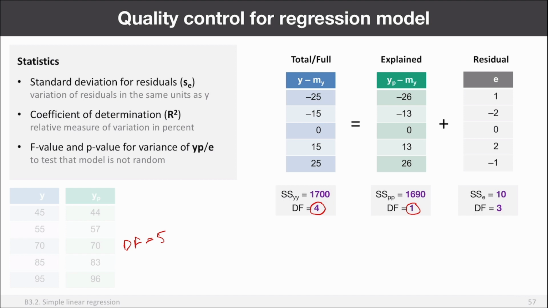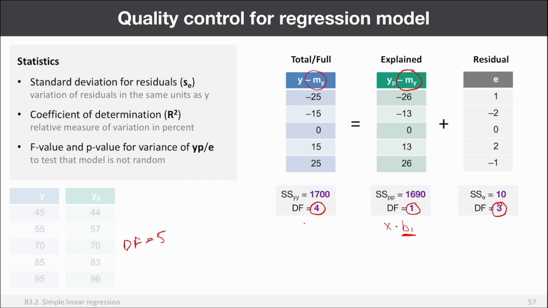Why? Because how did I get these yp values? I got these yp values by simply multiplying the x values by b1, right? And to estimate b1, I just use 1 degree of freedom. And then finally, how much is left? It's 3 degrees of freedom. You can ask me where the b0 is. Well, b0 is here, so you remember that we subtracted b0 already.